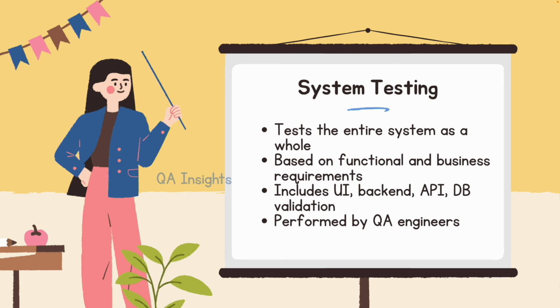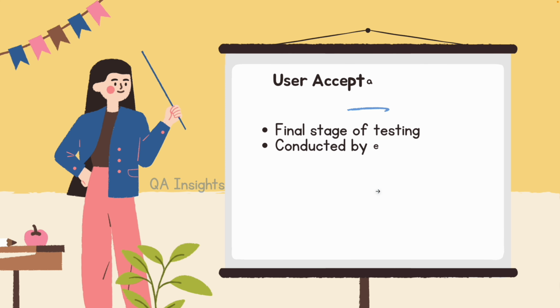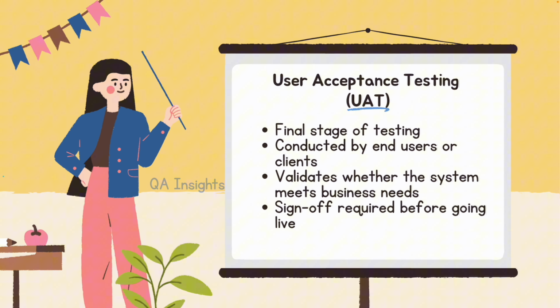So let's move on to an important one, which is user expectation testing, also called UAT. UAT is the final checkpoint before going live. The end user or client does it to confirm that the system meets their business needs. This phase is crucial as it validates the overall business value of the software. Once the user gives the approval and sign-off, we will go live.